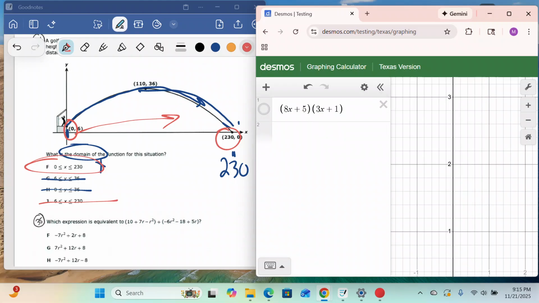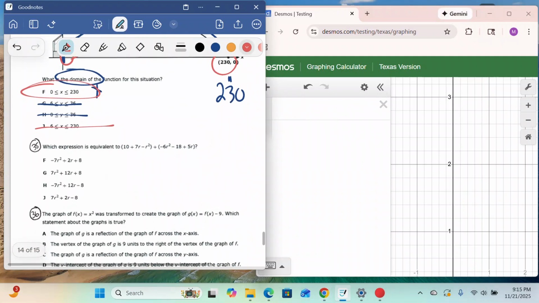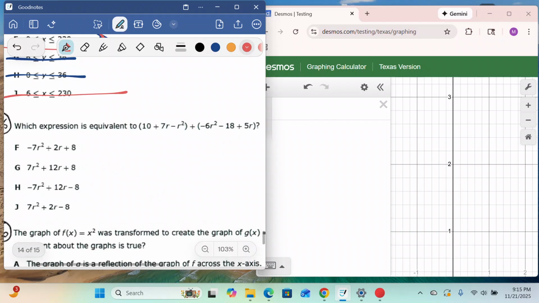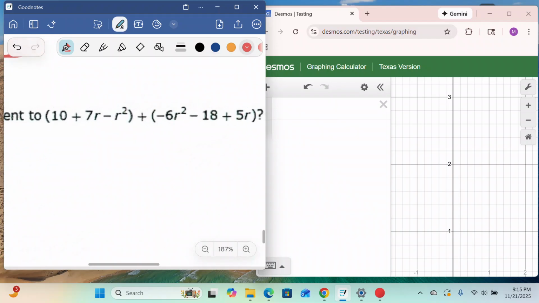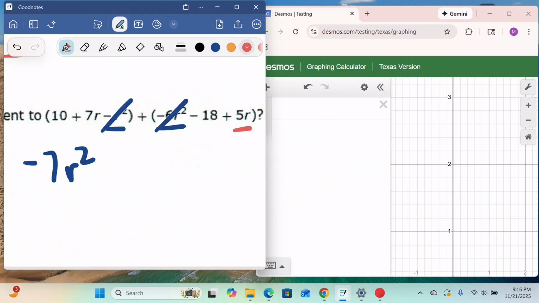So we're going to go ahead and look at number 35. Which expression is equivalent? Remember, the expression that's equivalent. So right here, I'm just going to add my ducks with my ducks, my cows with my cows, and my chickens with my chickens. First of all, I'm going to underline the r squares. I have a negative 6r squared plus a negative r squared, which gives me a negative 7r squared. So I want to get rid of these because I already added them. And then I'm going to get my r's together. My r is 5r and 7r.